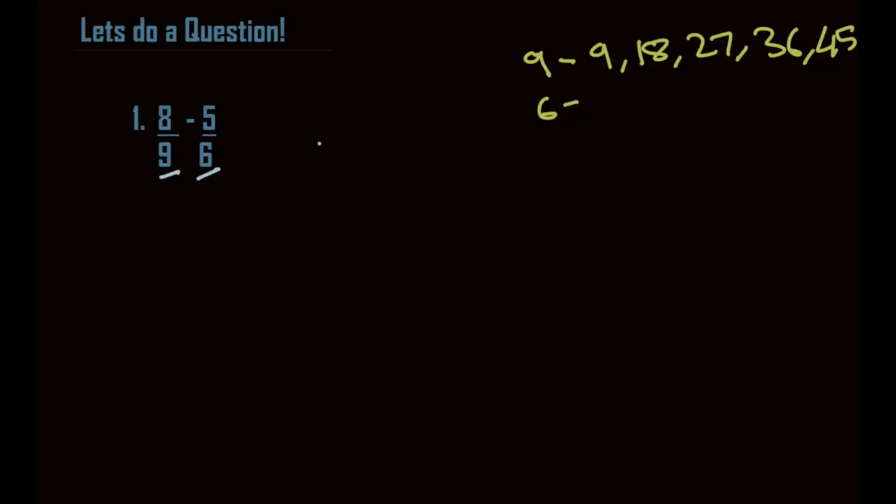Now we have 6. 6 times 1 is 6, 6 times 2 is 12, and 6 times 3 is 18. So yes, we have a match. We have 18 and 18. That means our denominator for both of our numbers is going to be 18.